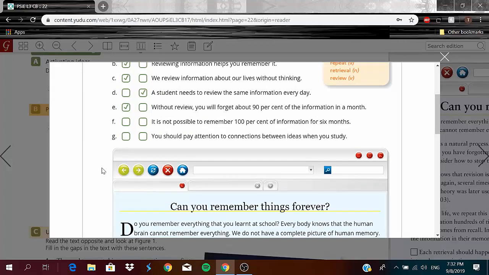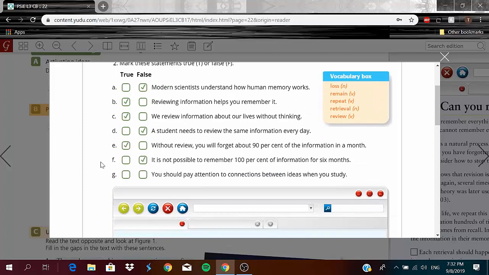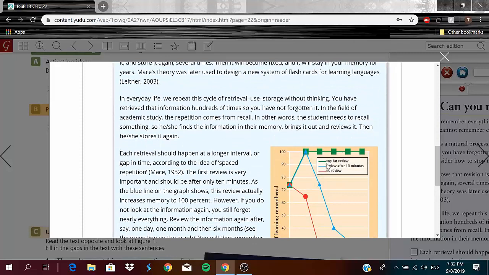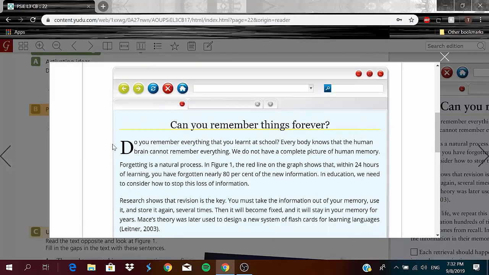Then we have F. It is not possible to remember 100% of information for 6 months. And for that, I'm going to strongly say false. Just because I just read that according to the green line on the graph, here you have it, by the way, that's that green line. Okay?